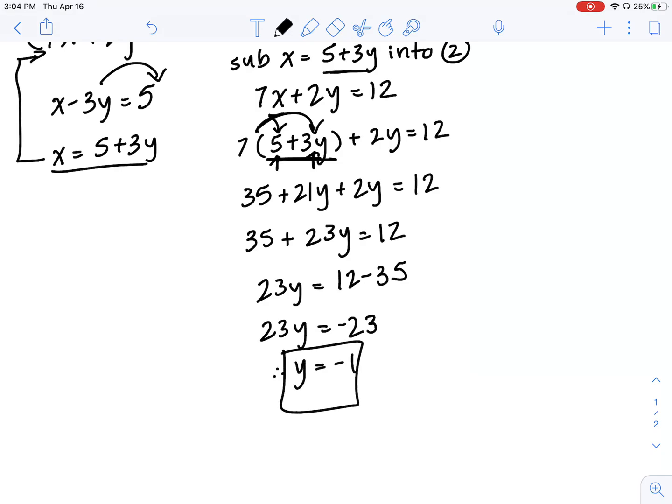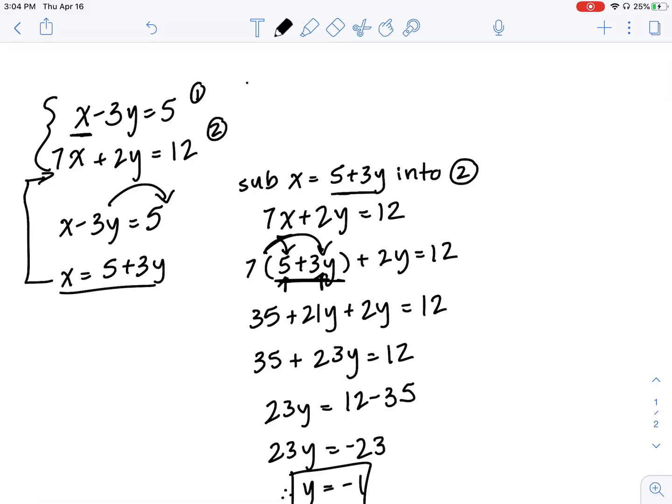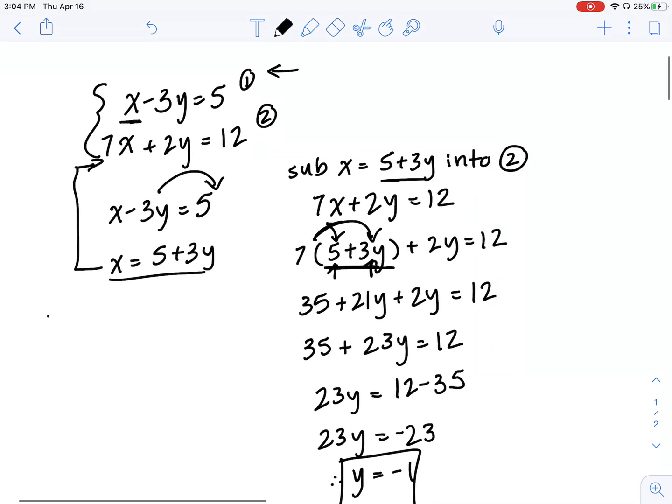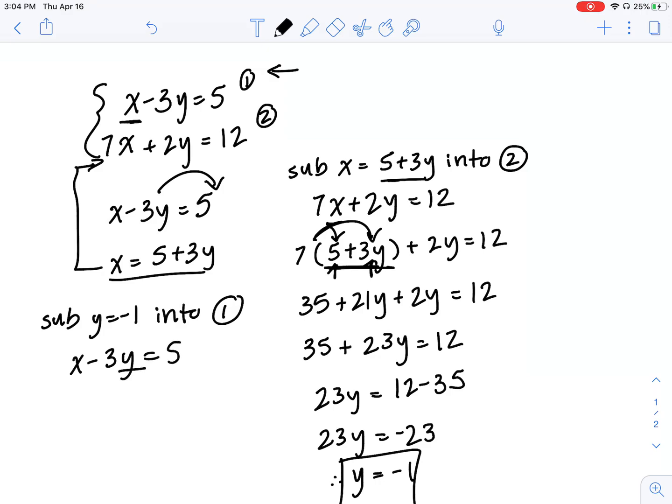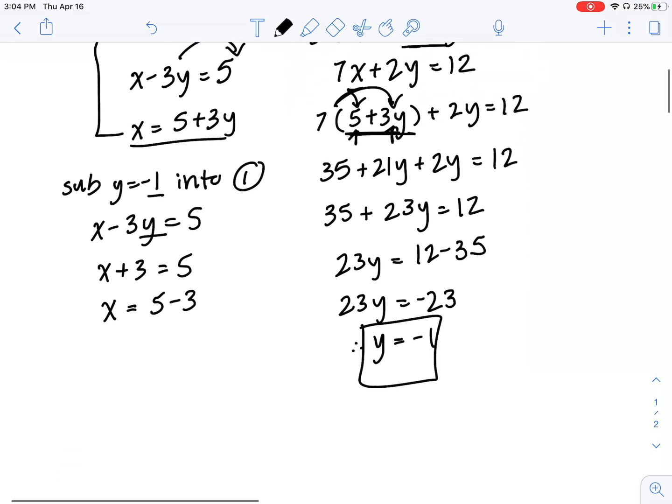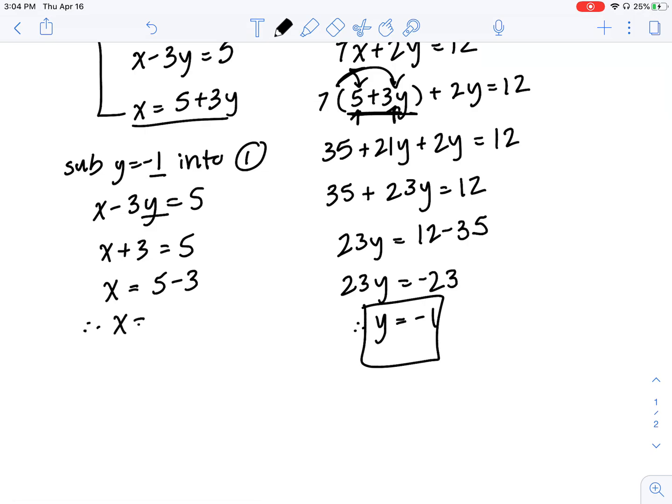Now that I have y, I can plug that back into equation 1. So let's sub y equals minus 1 into 1. x minus 3y equals 5. Instead of y, I'm going to plug in negative 1 to give me x. Minus 3 times minus 1 is plus 3, so x plus 3 equals 5. x equals 5 minus 3, therefore x equals 2.